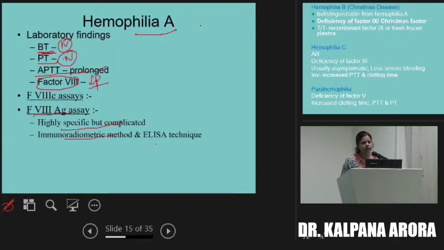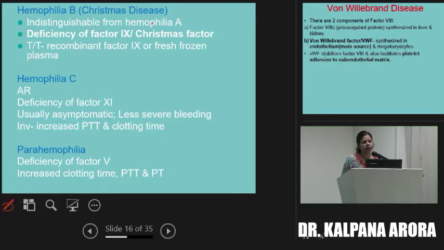Hemophilia B is indistinguishable from hemophilia A. And again the treatment is fresh frozen plasma. There is one more thing, which is hemophilia C, which is due to deficiency of factor 11. It is asymptomatic and there is less severe bleeding. And again, PTT and clotting time is increased. There is one thing called parahemophilia, which is due to deficiency of factor 5.